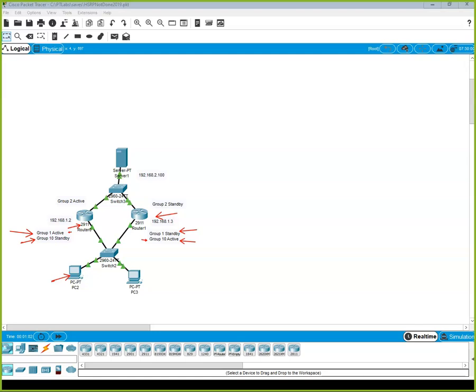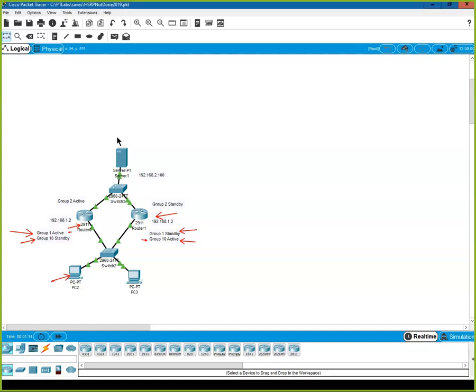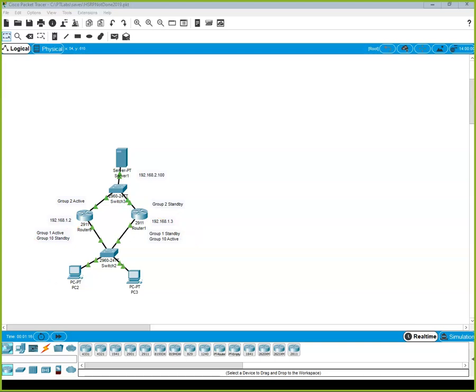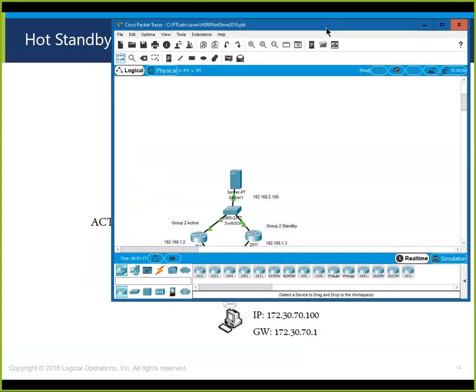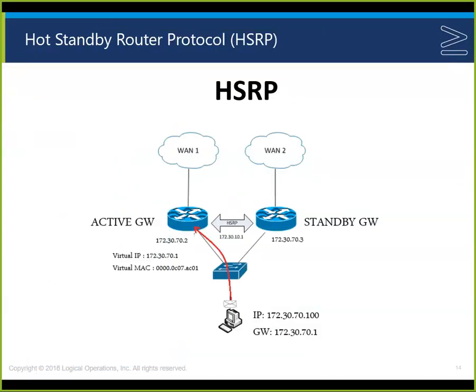You make the manual load balancing by creating multiple groups to share the load, so that you don't have one that really is just waiting for a failure, doing nothing, just hanging around, smoking and joking and crashing.